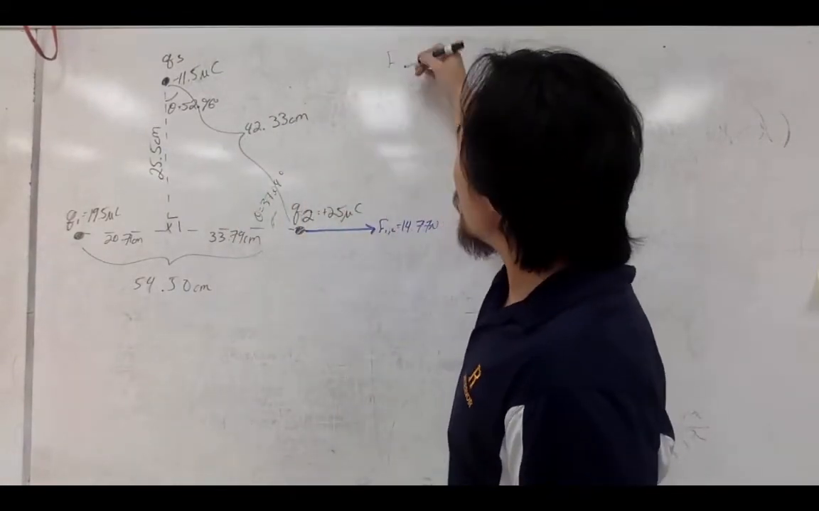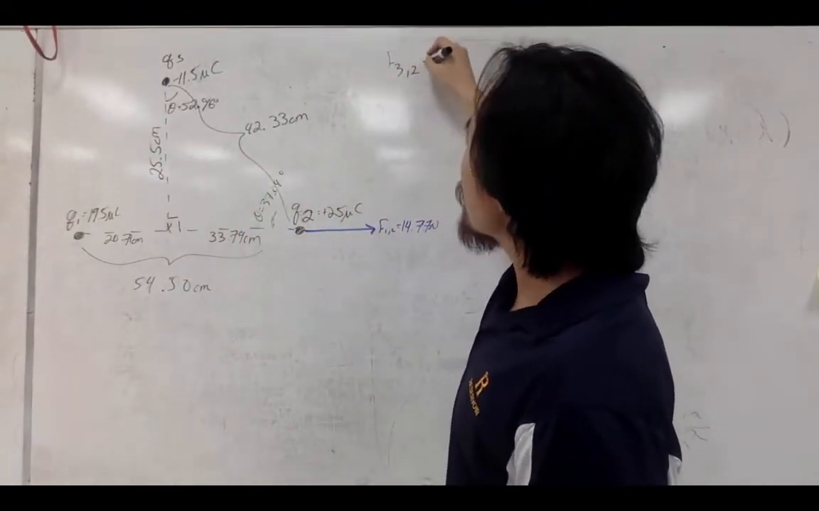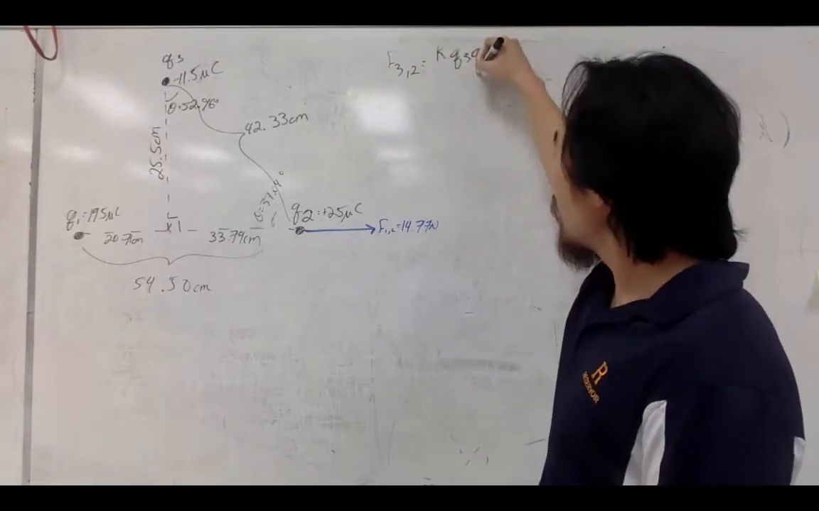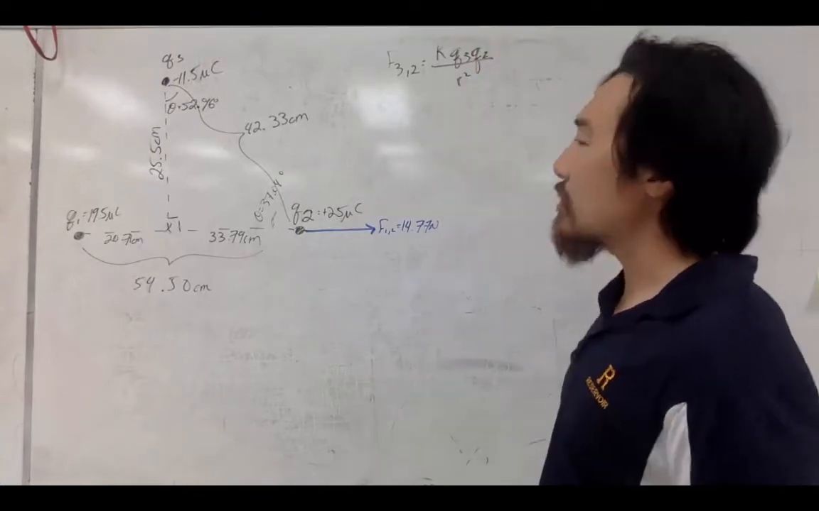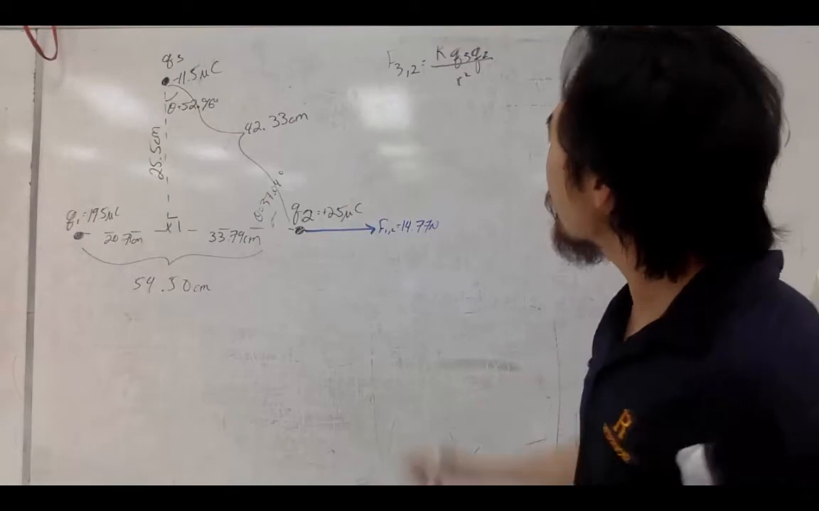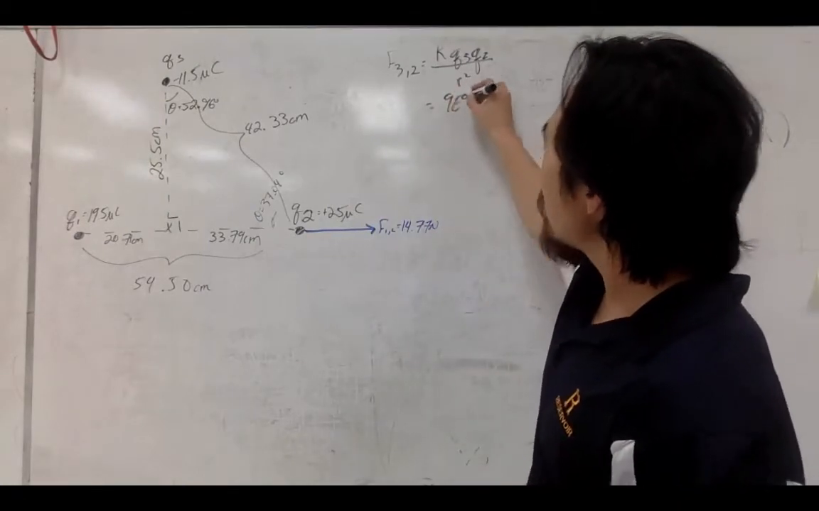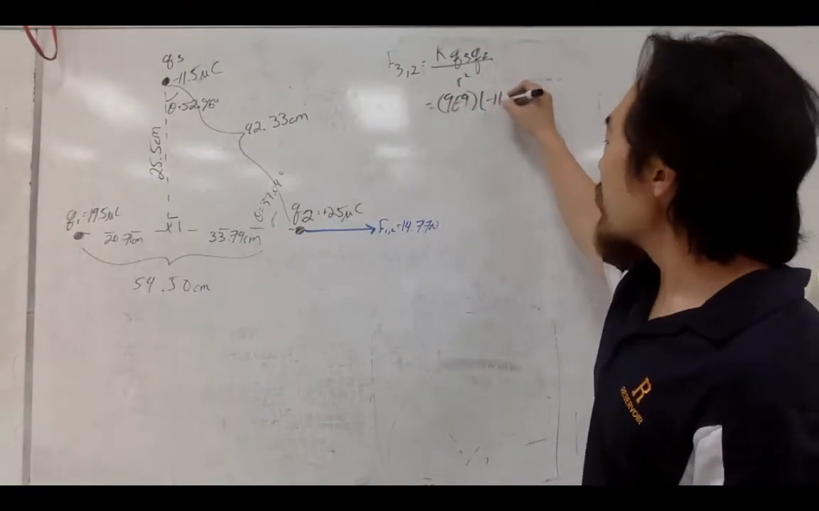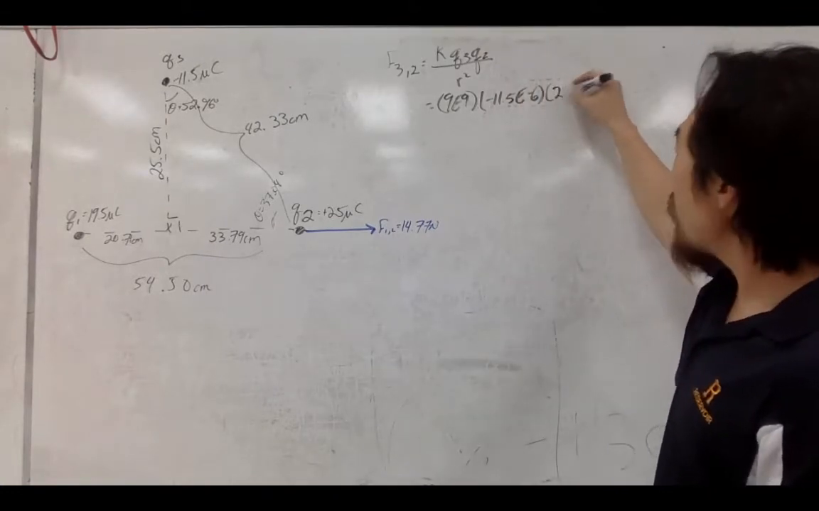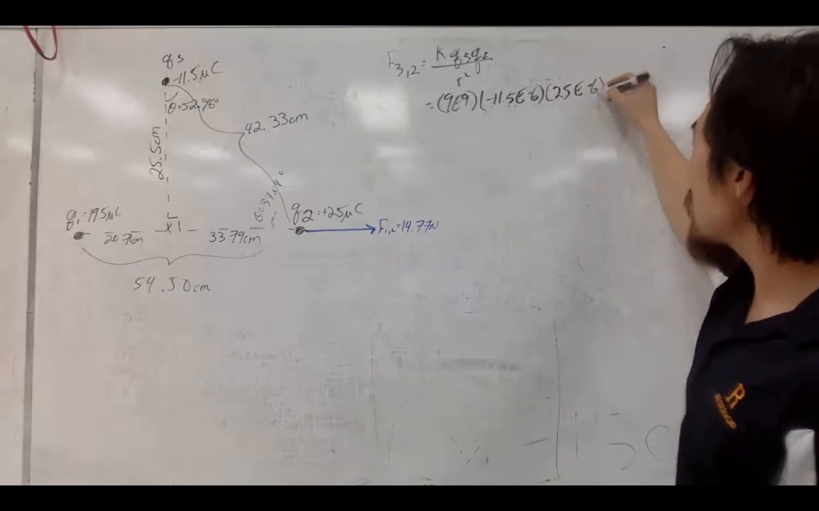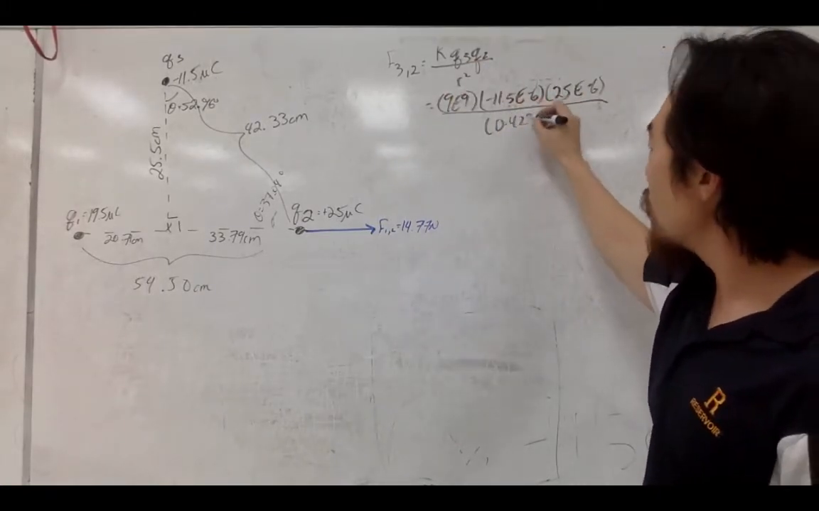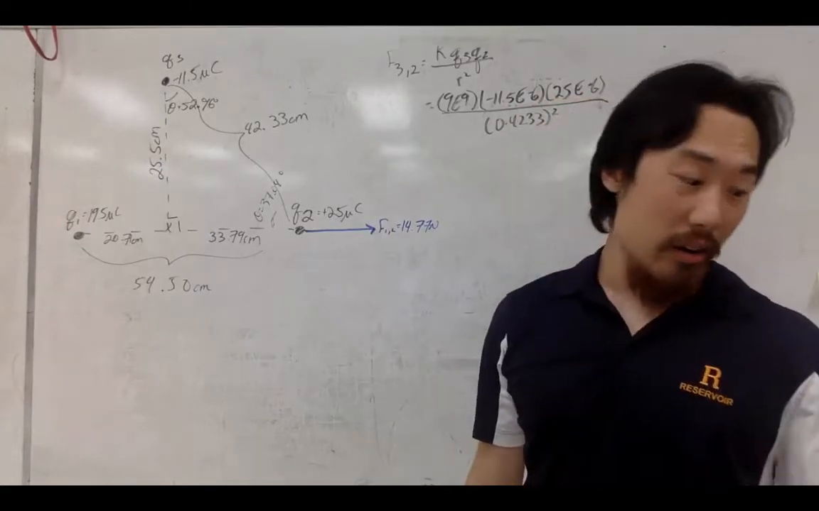So the force of charge 3 on charge 2 is equal to the constant K times charge 3 times charge 2, all divided by the distance separating the two squared. All right. K is 9 times 10 to the 9. Q3 is negative 11.5 times 10 to the negative 6 coulombs. Charge 2 is 25 times 10 to the negative 6 coulombs. And they are both separated by a distance of 0.4233 meters, squared.